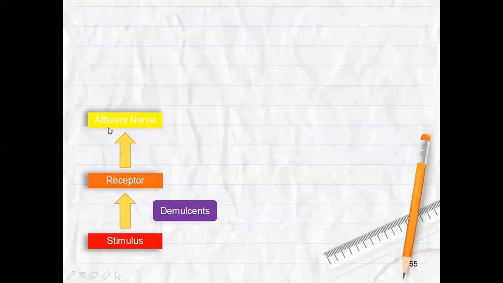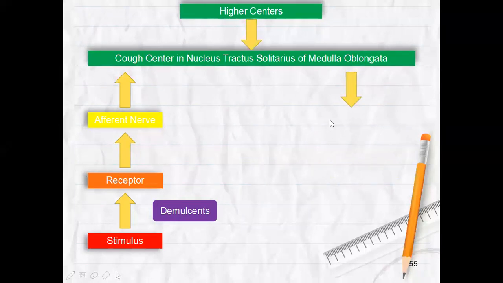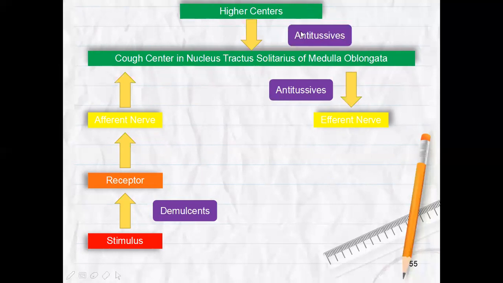Now, after that, there will be afferent nerve, which will take impulse to the cough center, and there are also higher centers influencing the cough center. And after that, the impulse would go to efferent nerve. So, the group of drugs that act either by suppressing the higher center modulation of the cough center or directly in the cough center itself are known as antitussives. Then, after the efferent nerve, it goes to effector organs, and ultimately cough is elicited.